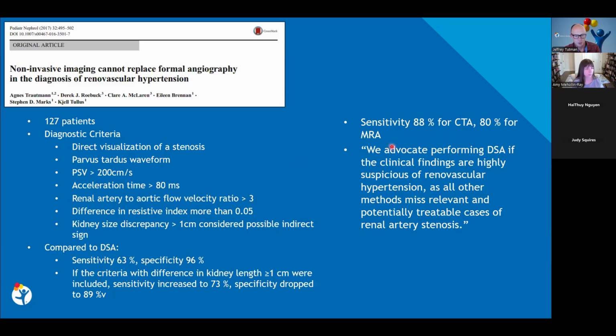So basically their conclusion was that DSA is really going to be the gold standard. If you have a high clinical suspicion for renovascular hypertension, ultrasound, or all three of CTA, MRA, and ultrasound, can all miss treatable causes of renal artery stenosis.